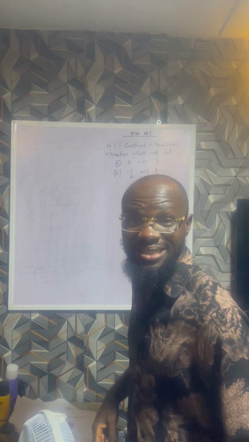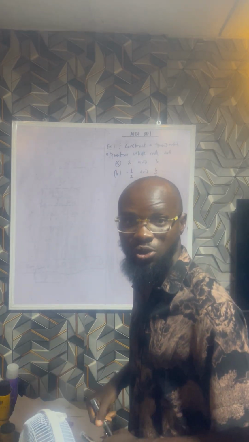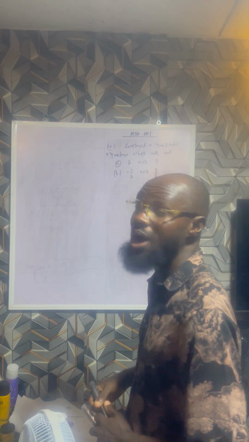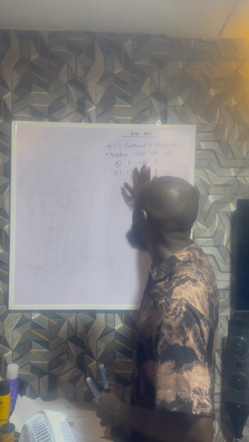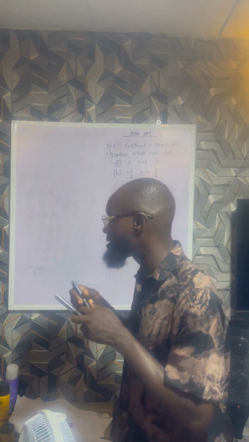Let us take a look at this question that says we should construct quadratic equations whose roots are 2 and 3, then whose roots are minus 1 over 2 and 3 over 2. There are two major ways by which we can attempt this question.